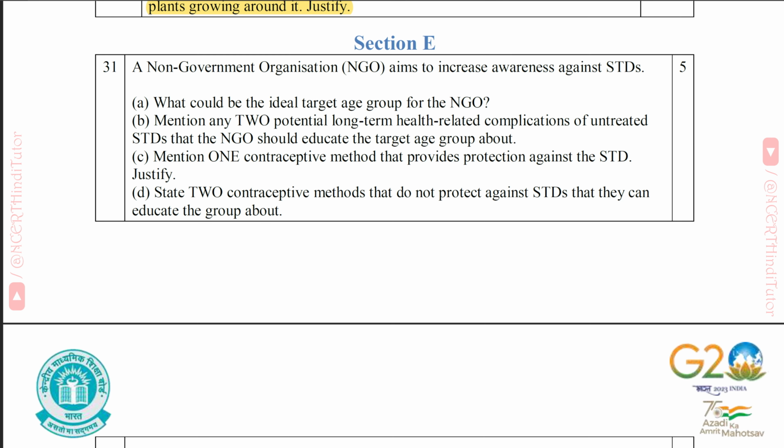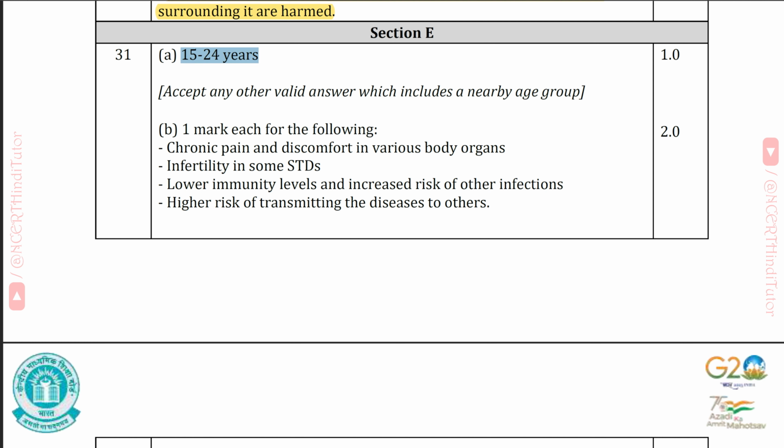So friends, we have completed section D. Now let's proceed to section E. Question 31. A non-government organization, NGO, aims to increase awareness against STDs. A. What could be the ideal target age group for the NGO? Answer. 15 to 24 years.